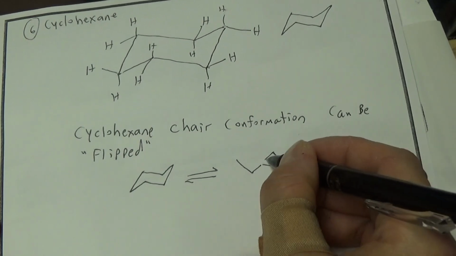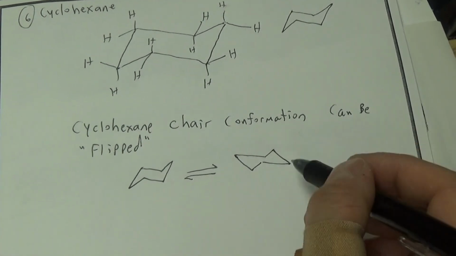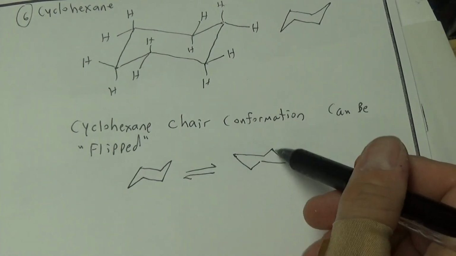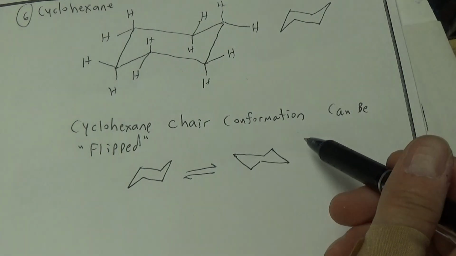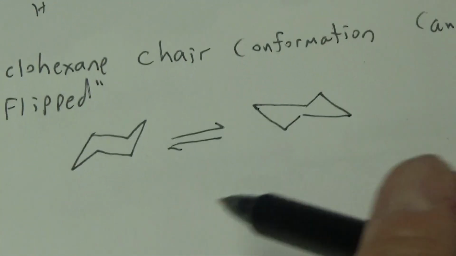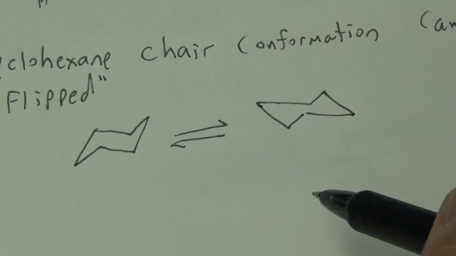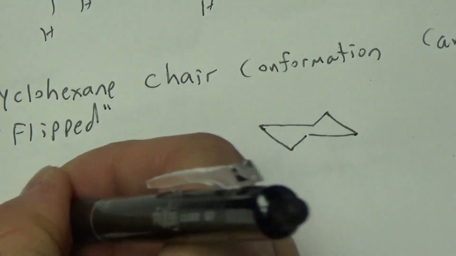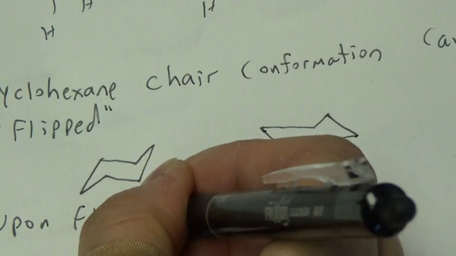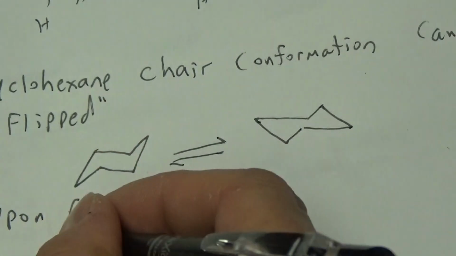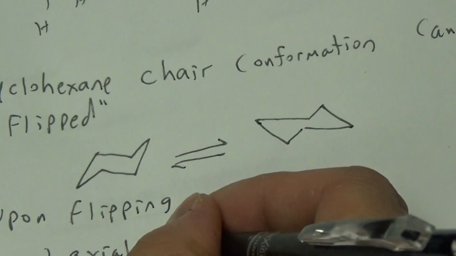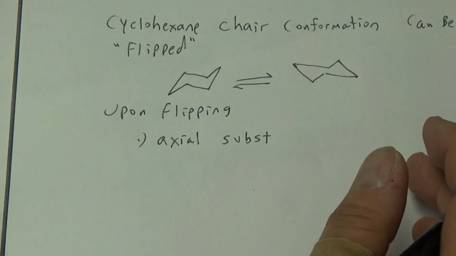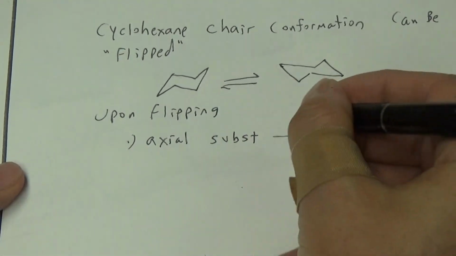Like that. And if you're used to drawing this, sometimes this is a little hard to draw. You draw it the same way. Draw the lines the other way, connect two lines, and then connect the other ones. So yeah, this chair can flip to this chair. Okay? Now there's a really important thing about flipping that I'm going to mention. Upon flipping, axial substituents, anything that's axial, will become equatorial substituents.